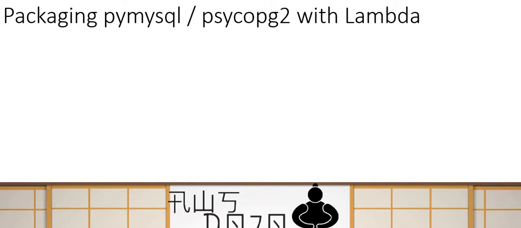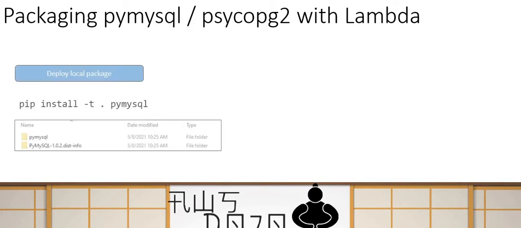So, how do I package PyMySQL or Psycopg2 with Lambda? And I'm going to use PyMySQL as an example over here. Basically, you're writing your code into Lambda. But since Lambda needs the PyMySQL library, the PyMySQL library has to be packaged with the Lambda code, and that has to be uploaded to the Lambda function definition. Okay. So first thing you do, you create, for instance, a local deployment package for your PyMySQL or Psycopg2.